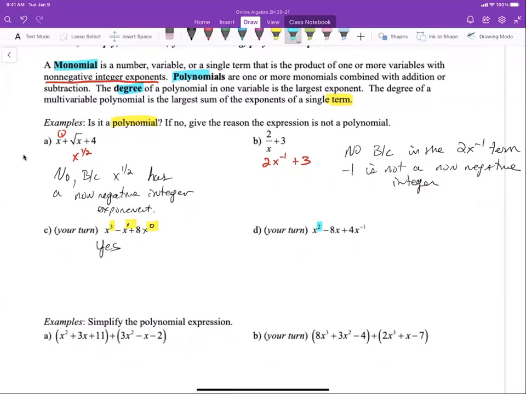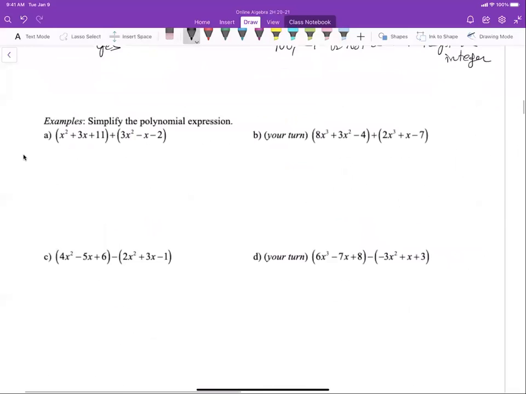How about the next one? I have x squared, I have x to the 1st power, and I have a -1. And so we can say no, -1 is not a non-negative integer. Okay. All right, moving on.